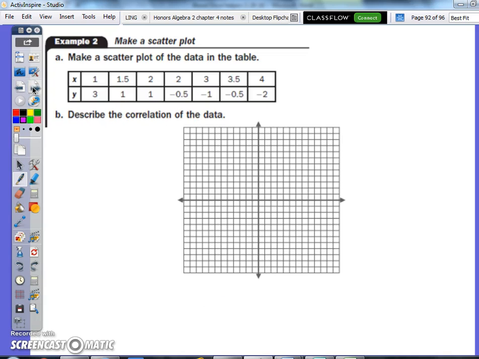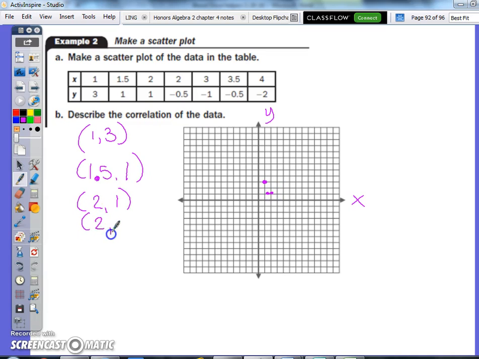Then you have to graph the correlation. So we have an X and Y axis, and we're just going to plot the points. So this is a point, 1, 3, and we're going to plot it, 1, 3, and you're just going to put a dot. And then you're going to put 1.5 and 1. Then you're going to plot the point 2, 1. Sometimes they're right beside each other.